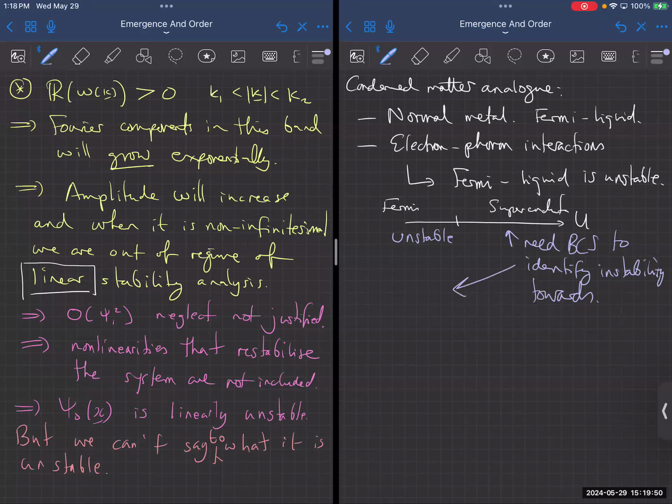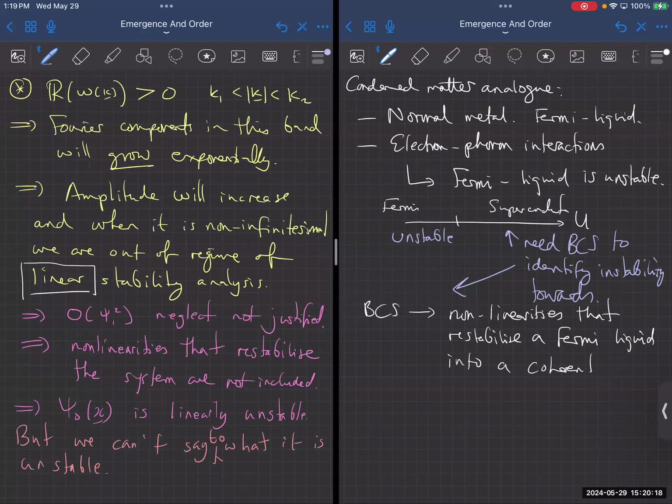So in a sense, what the BCS theory, or equivalent, is doing is telling you what are the nonlinearities that destabilize a Fermi liquid into a coherent quantum condensed state. So this is exactly analogous to what we've done before.